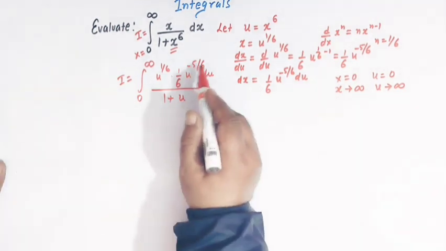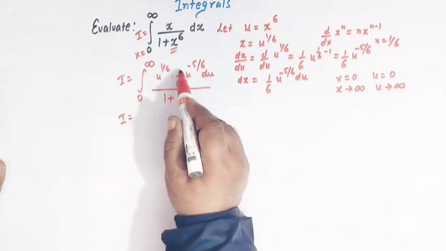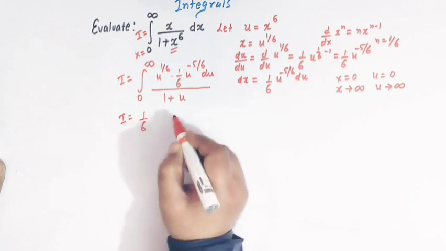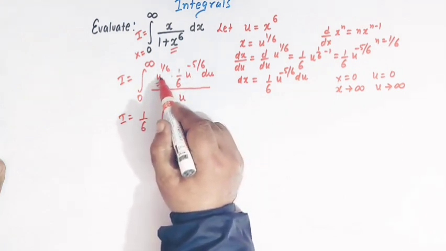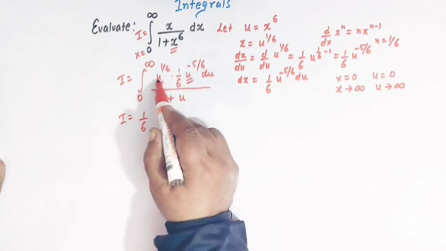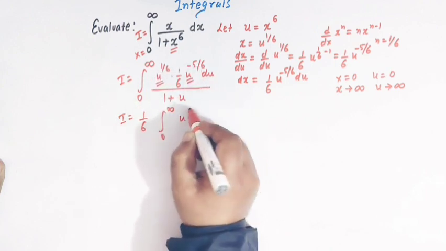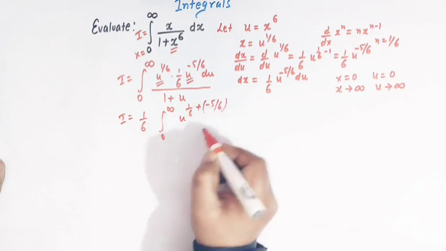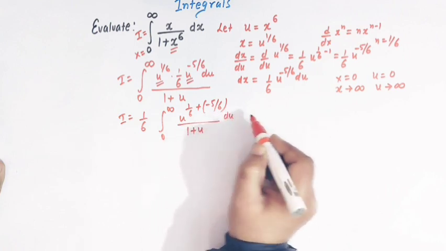So now let us rearrange the terms. Here 1 over 6 being a constant, we can take it outside the integral sign. So we have 1 over 6, 0 to infinity, and now see here we have u raised to 1 by 6 and u raised to minus 5 by 6. So the bases are the same, so we can simply add the exponents. So we have 1 over 6 plus minus 5 over 6, and in the denominator we have 1 plus u, and this is du.